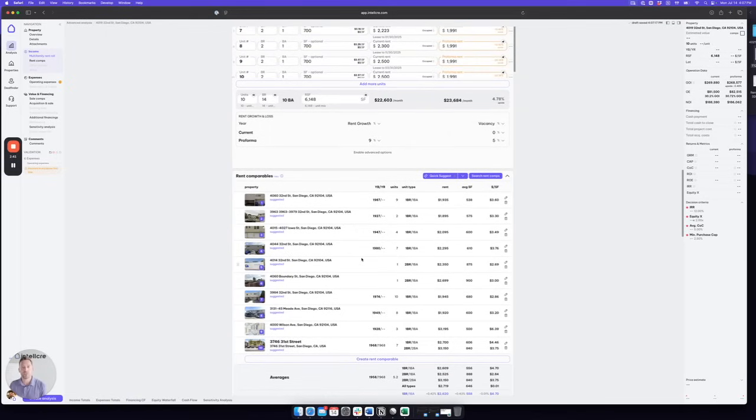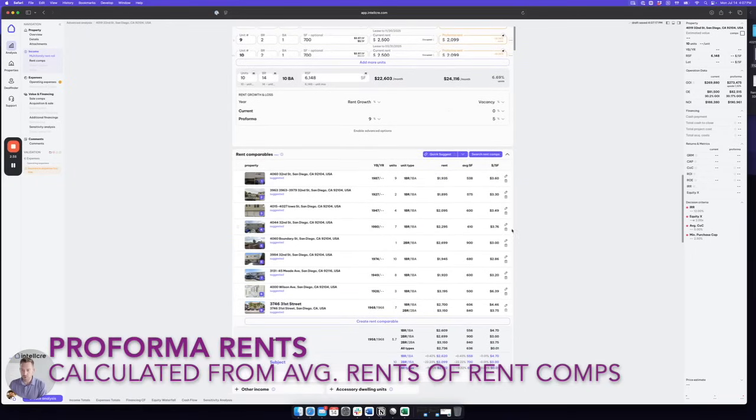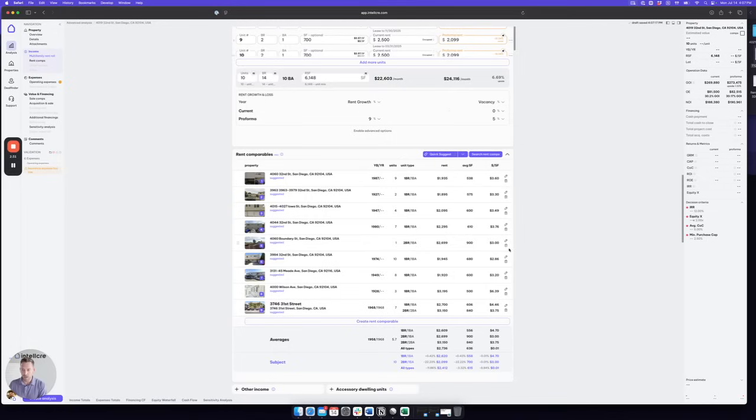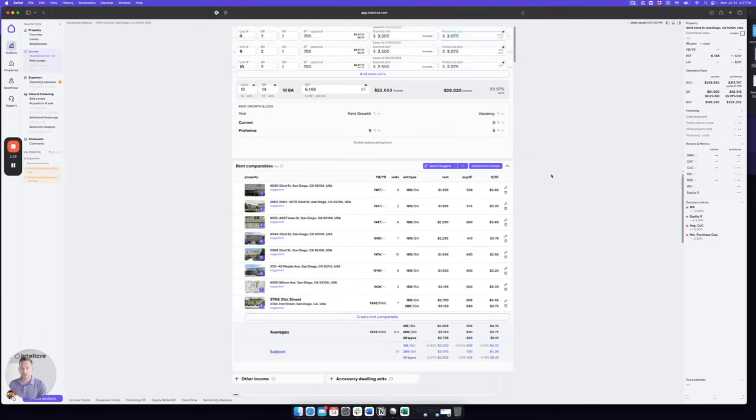And so this will help us determine the pro forma rental income, or the pro forma rental revenue. So of course, having a look at these rent comps, picking the best ones that represent a very similar property to our subject property.